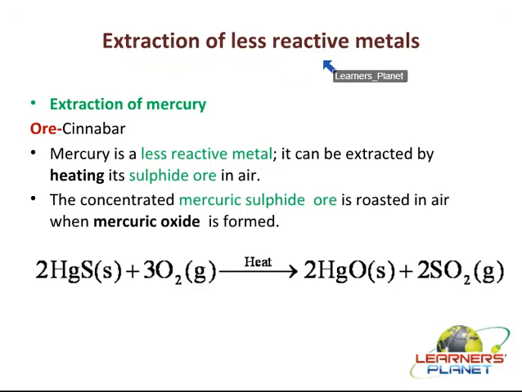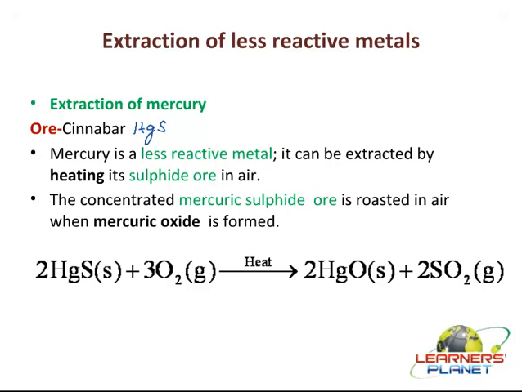So, extraction of less reactive metals, like extraction of mercury. How does mercury exist? It exists in the form of cinnabar. From which ore is mercury extracted? It is extracted from cinnabar, and cinnabar is mercuric sulfide. Now mercury is a less reactive metal. It can be extracted by heating its sulfide ore in air.